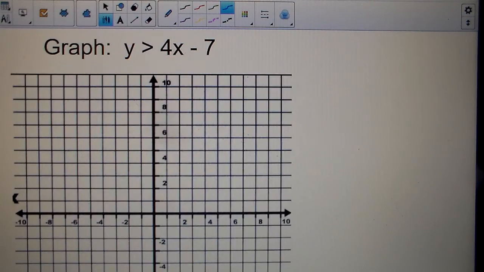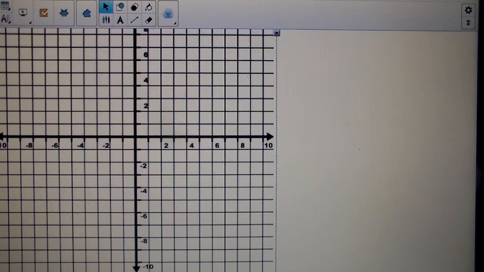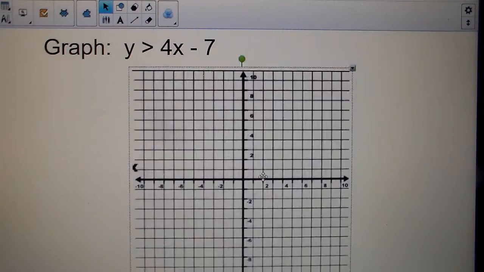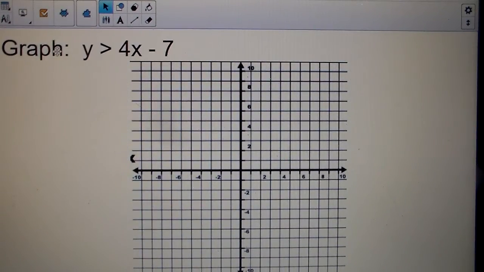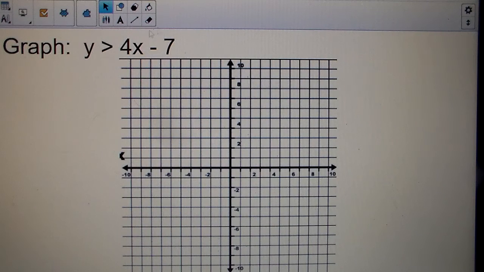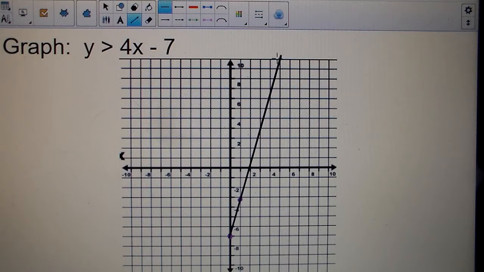Alright. Let's try another one. Y is greater than 4x minus 7. So it's going to be the same graph. I didn't change that up too much. So -7, we know is there. Rise of 4, run of 1. We connect them up.